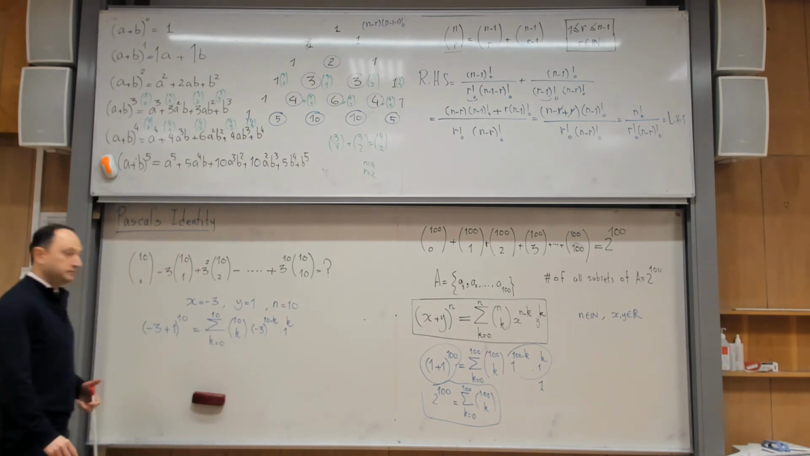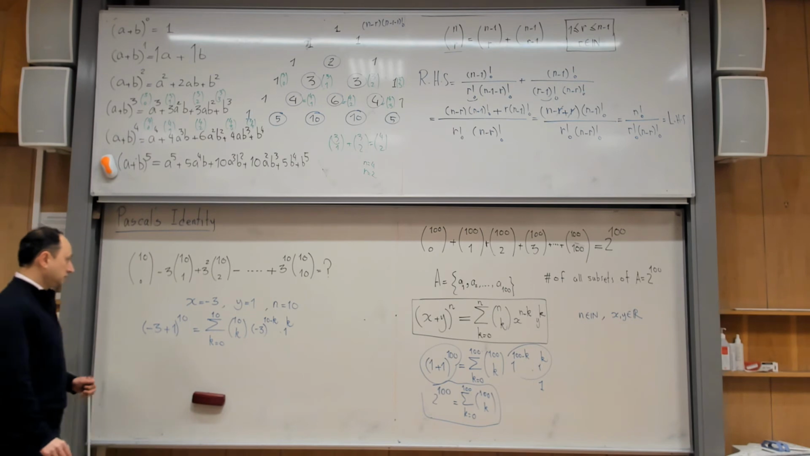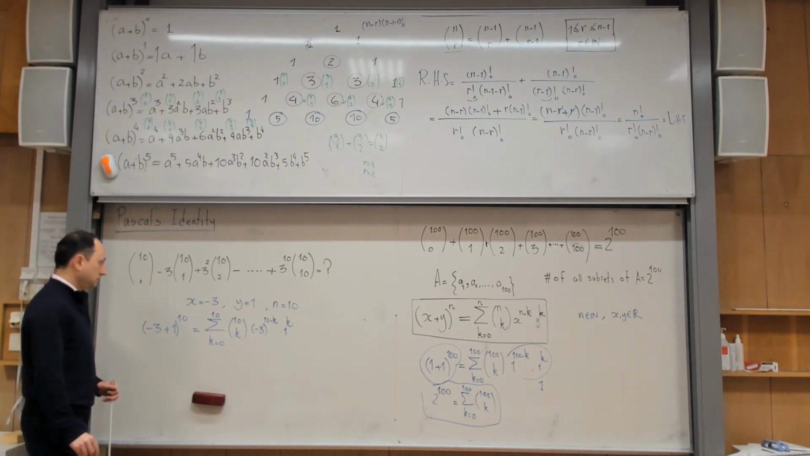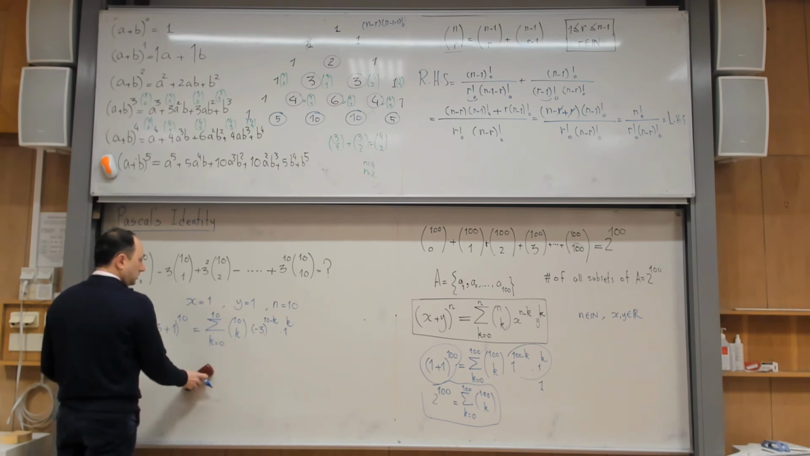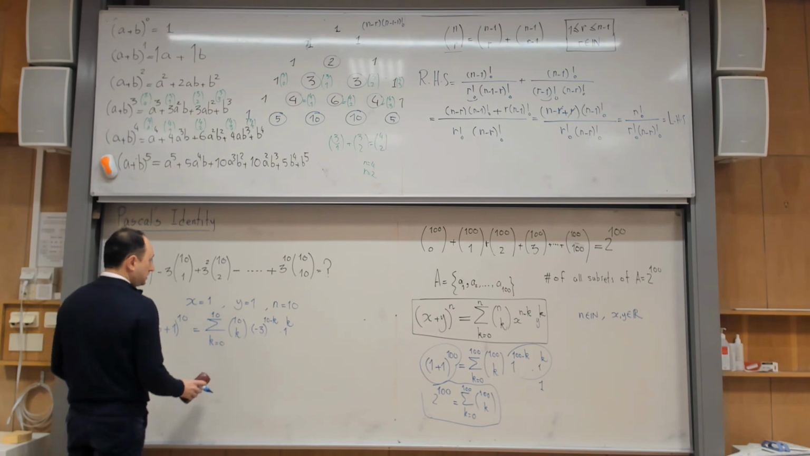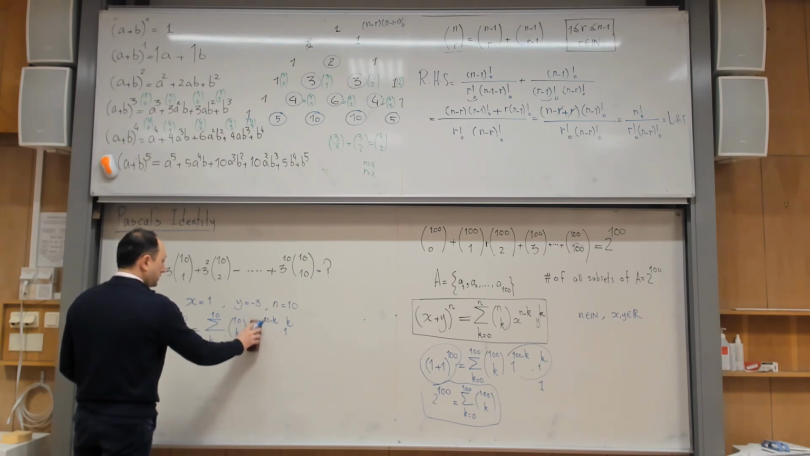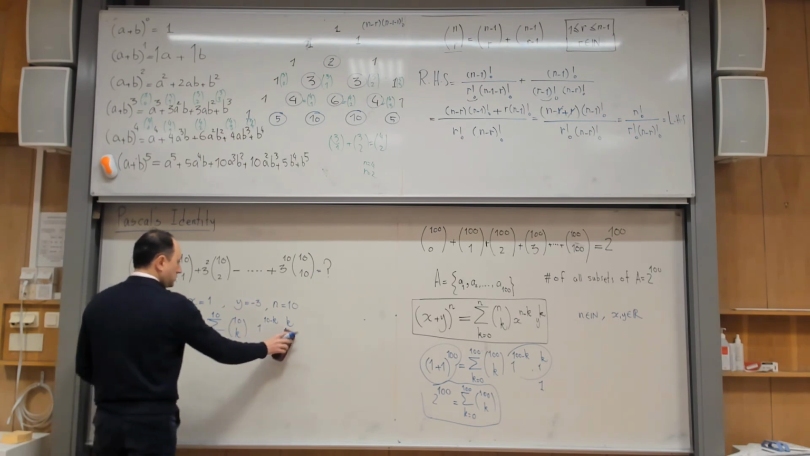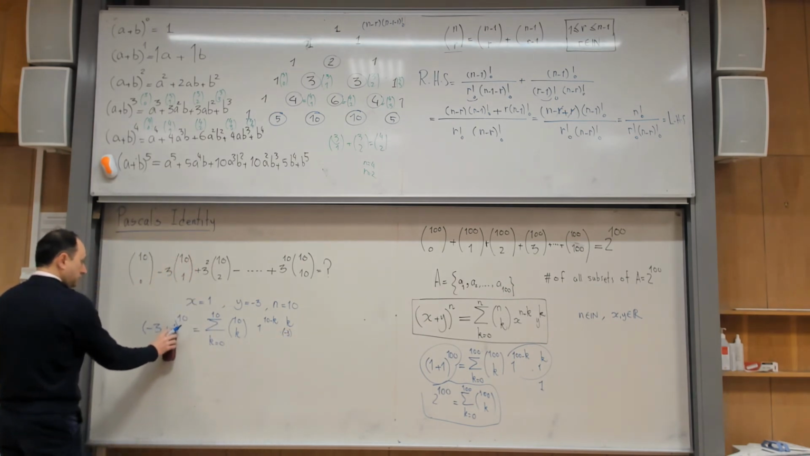Sorry, I think I messed up. I think you need to choose x and y. So x equals 1 and y equals minus 3. Okay, so let us do that. In that case, I have to write this one to be 1 and this one to be minus 3. I have to also change these.